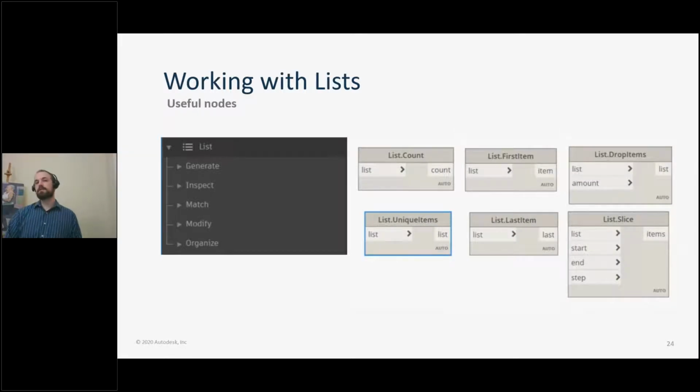Some other useful nodes when working with lists: list.count will tell you how many items are in a given list. So if we think back to that preview that I showed before, we counted up there are 5 items in each index, but the total count was 125. List.count will not give you the number 125. It will give you how many items are in that given level of the list, right?